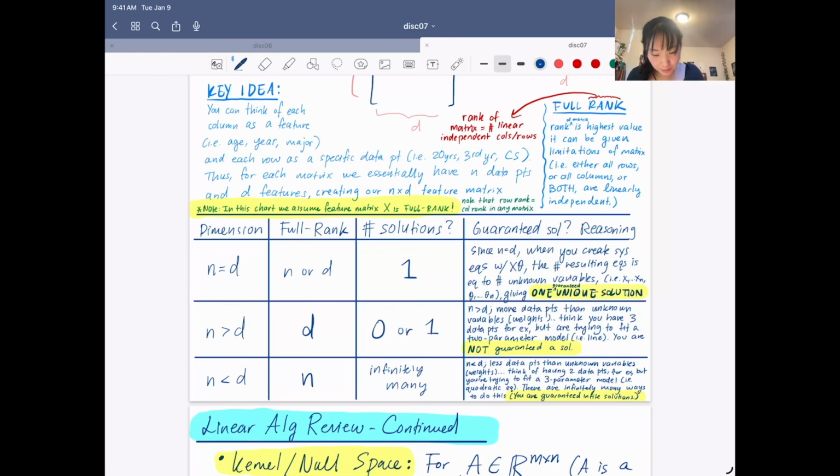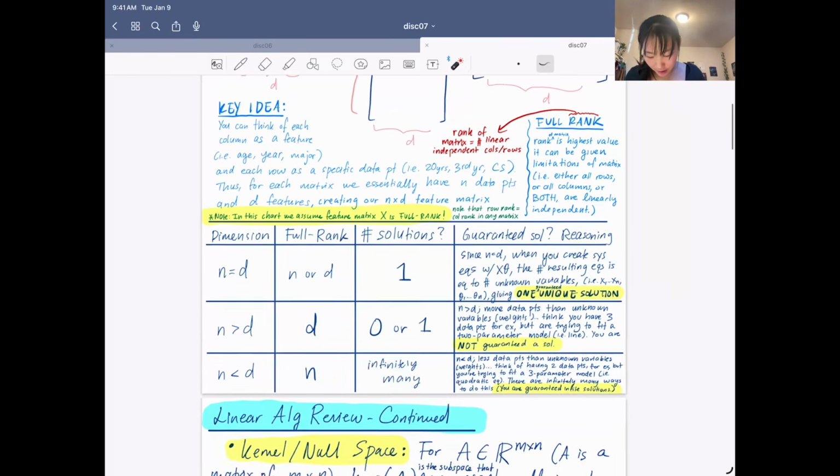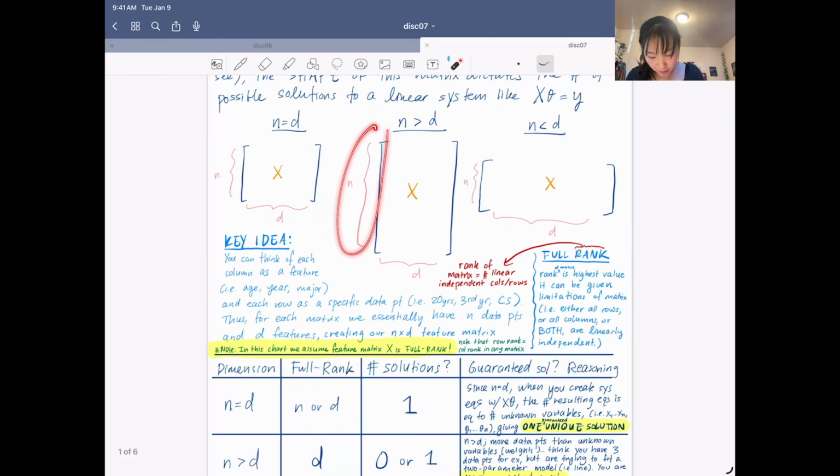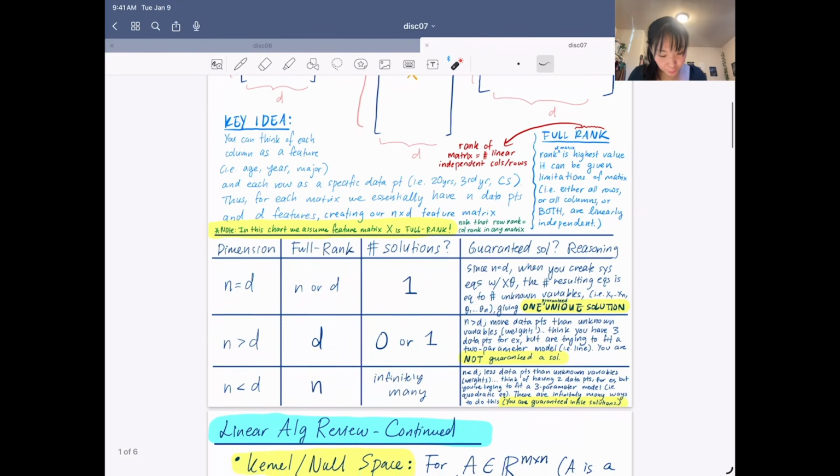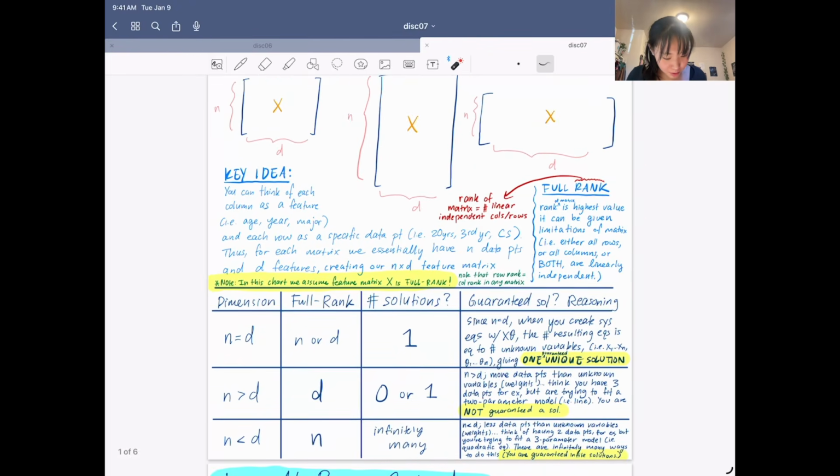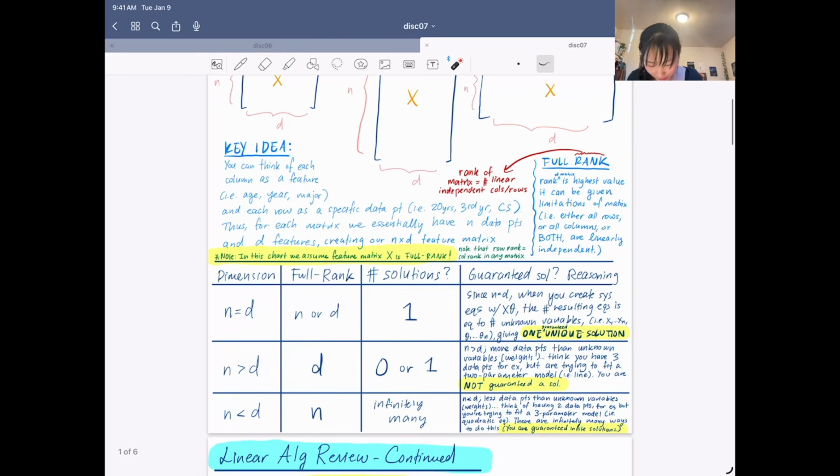So when n is greater than d, there are more rows than columns, and the full rank is the highest rank it can be given the limitations of our matrix. And since there are fewer columns than rows, our full rank is always the smallest number. So it should be d. And so when n is greater than d, our full rank is d. And our system of equations also only has 0 or 1 solution. Why is that the case?